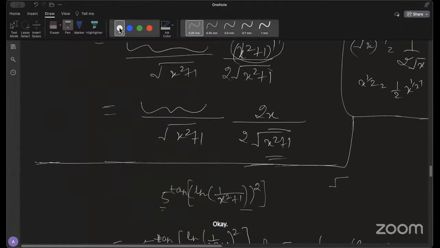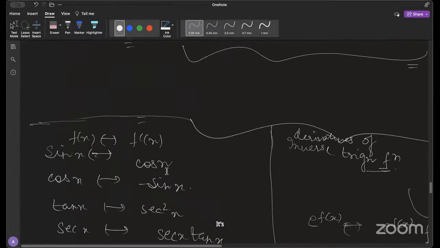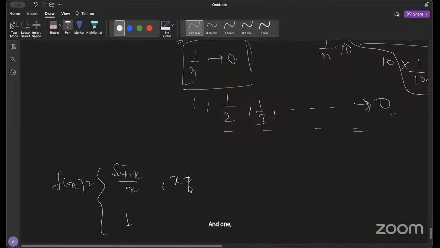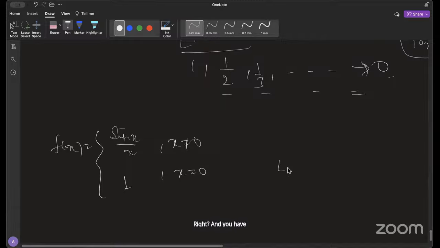Okay. Let's just quickly do this thing. You have sine by y. You can also take x here. We're more comfortable with x, so let's just take sine x. f of x equals sine x by x when x is not 0, and 1 when x is 0, right? And you have to find the left hand derivative of this function.